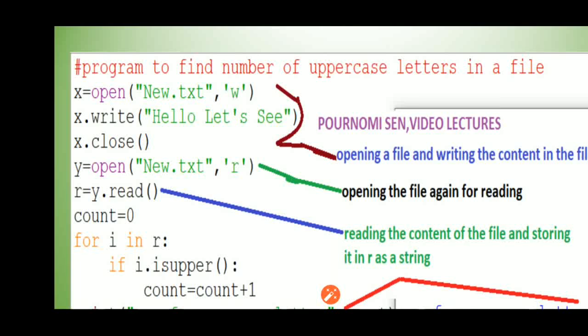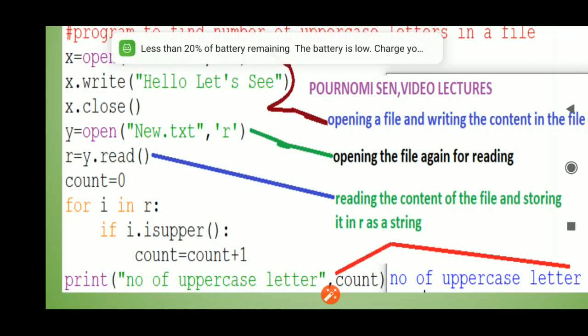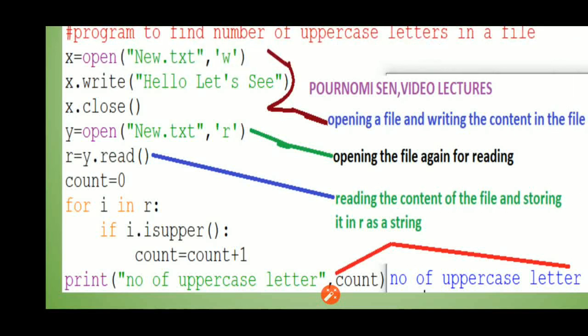So next what we are doing, we need to find out number of uppercase letters. So we have taken a count variable, count equals to 0, for i in r. r is the string which is having the entire content of the file. Then we are checking for each i, because we have put it inside the for loop. If i dot isupper, count equals to count plus 1. So if it is uppercase, we are just increasing the value of count variable, and at the end of the loop, outside the loop, we are printing number of uppercase letters is count.